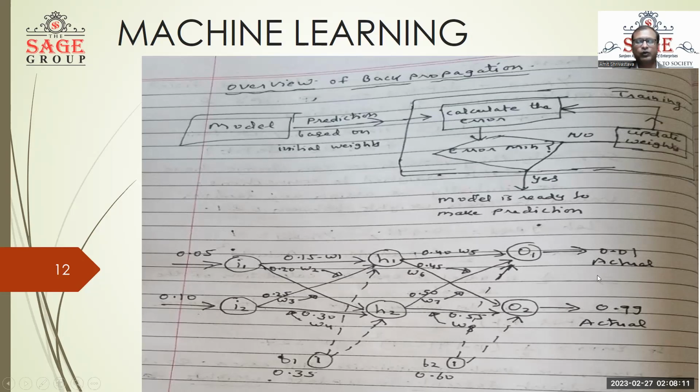And again, we will calculate the error by subtracting the predicted output from the actual output. And again, we will see whether the error has reached its minimum level. If not, then again we will follow the same process. Okay.